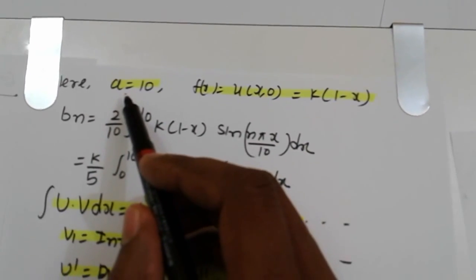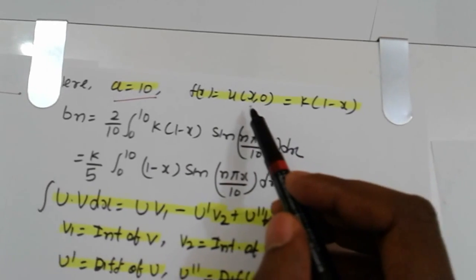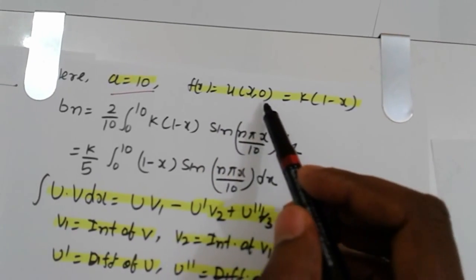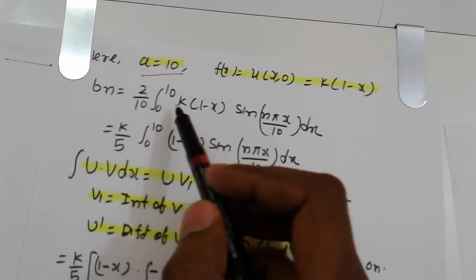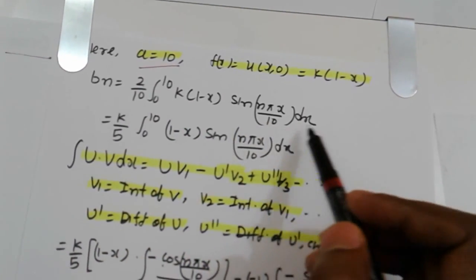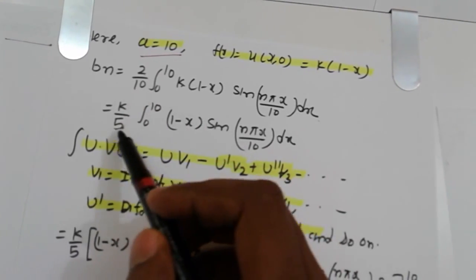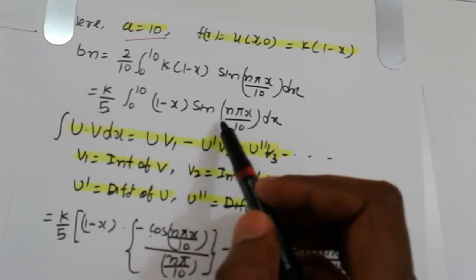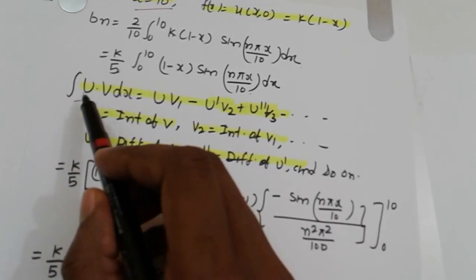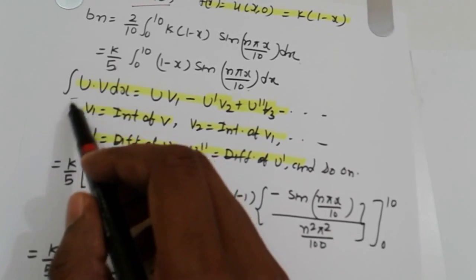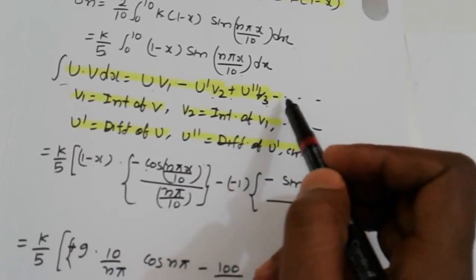On comparing to the given boundary conditions, find out the value of a. The a is equal to 10, and f(x) = u(x, 0) = k(1 - x) is given. Now b_n is 2/10 times the integral from 0 to 10 of k(1 - x) sin(nπx/10) dx. So now k/5 times the integral from 0 to 10 of (1 - x) sin(nπx/10) dx, where k is the constant. So now here apply the Leibniz theorem.